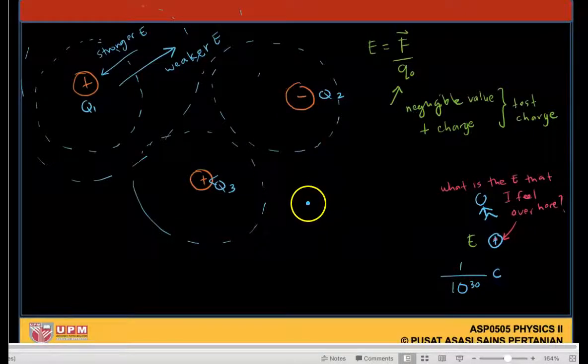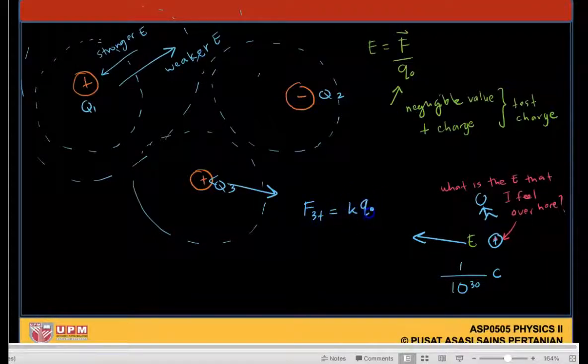If I wanted to know what is the force between these two, the test charge and Q3, so F3 test charge is equal to KQ3 Q test over R, the distance between charge 3 and the test charge, R3T. What is the value for the test charge? This is arbitrary, it's 1 over 10 to the 30. So it's super small, and this makes it close to 0. Are there any force acting between Q3 and the test charge? The answer is, it's close to 0, so we can neglect it.